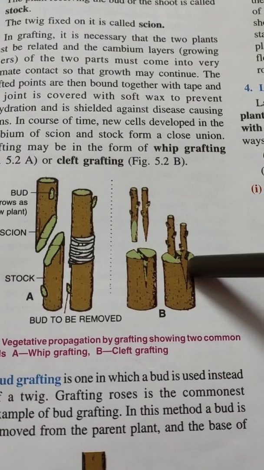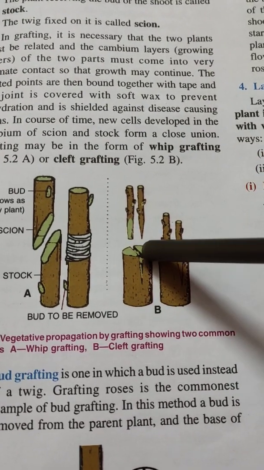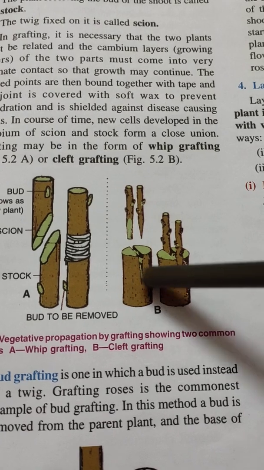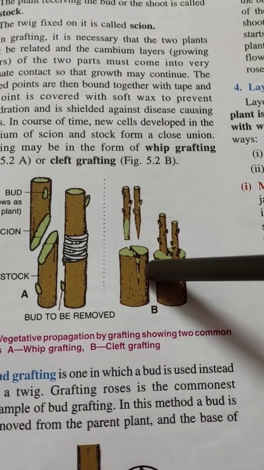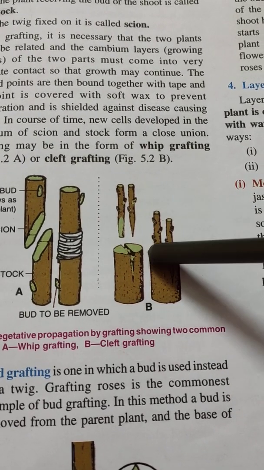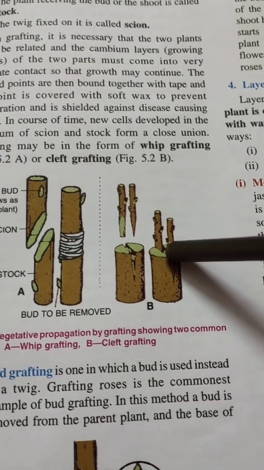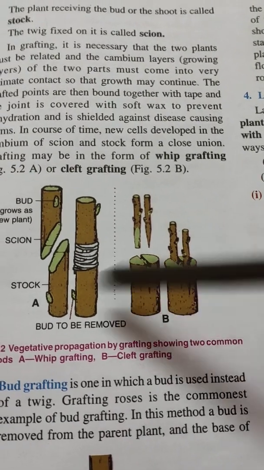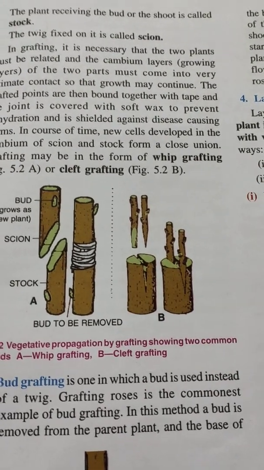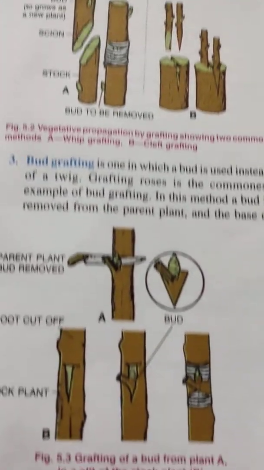And this is the cleft grafting, where you can see this is the cleft, and within this cleft of the stalk, the scion part has been inserted. Okay, so these are the two ways how the grafting can be done. Another one is bud grafting.